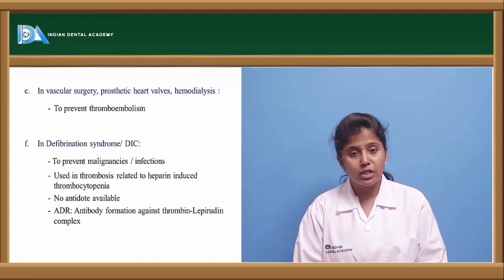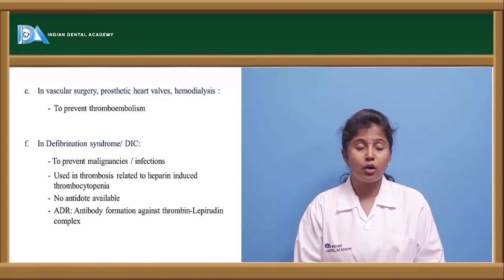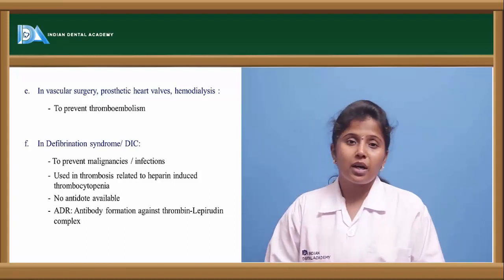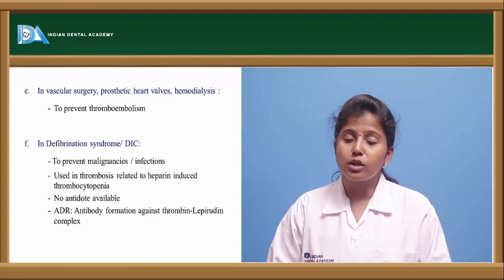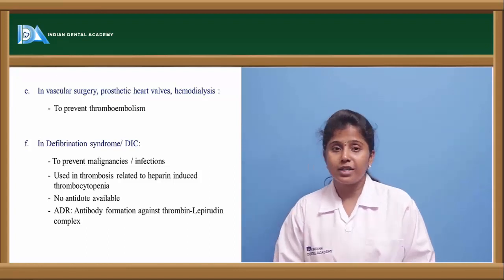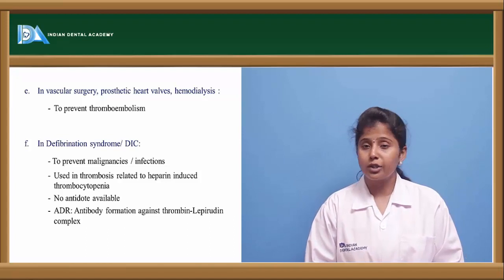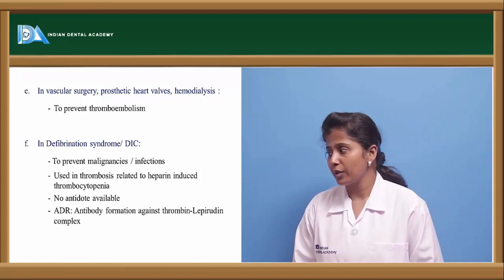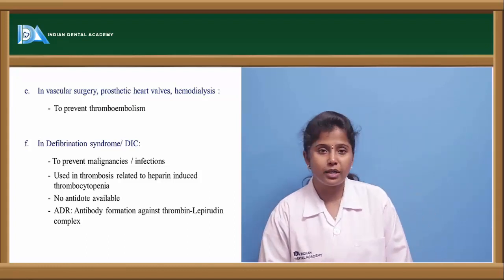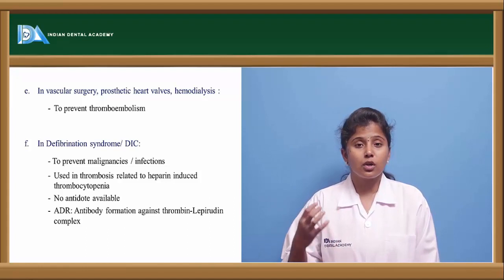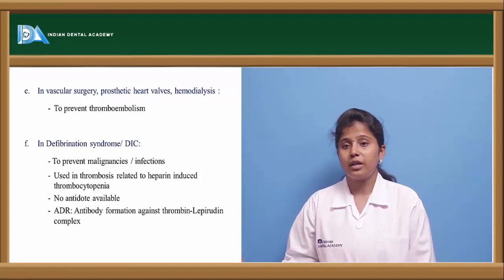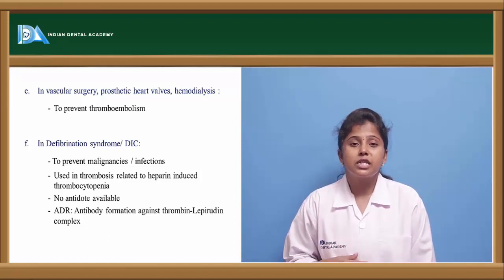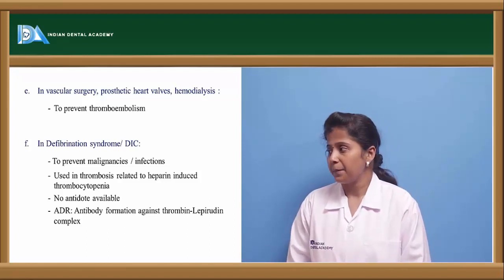So in thrombosis condition, if heparin is used for a longer period of time, then it leads to thrombocytopenia, and if thrombocytopenia occurs, then that cannot be treated because there is no antidote available for this heparin-caused thrombocytopenia. And the adverse drug reaction in this condition is the antibody formation against the thrombin-lepirudin complex. So because of this thrombocytopenia condition, it leads to the formation of the thrombin-lepirudin complex, which is the adverse drug reaction of heparin.